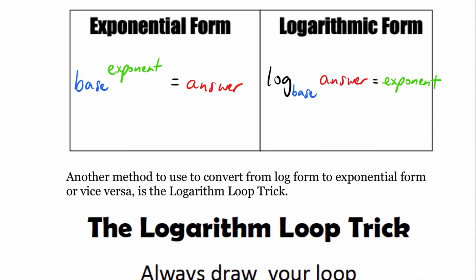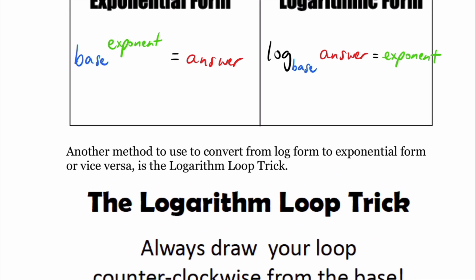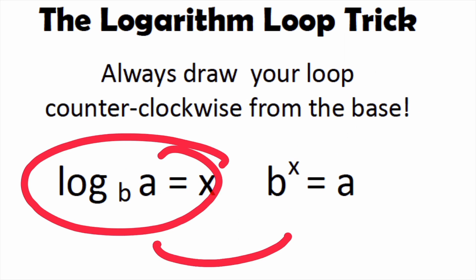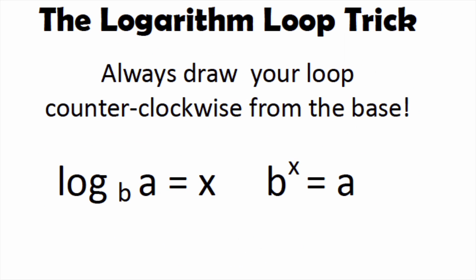The other way is something I didn't come up with. A teacher who teaches this taught me this trick. It's called the loop trick. How do I go from this one to this one over here? So this is the loop trick. You always start with the base. So the base is right here, and then you make a loop to here, and then you finish with a loop here.